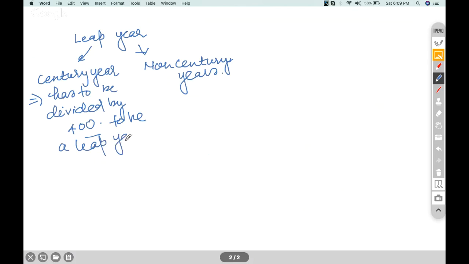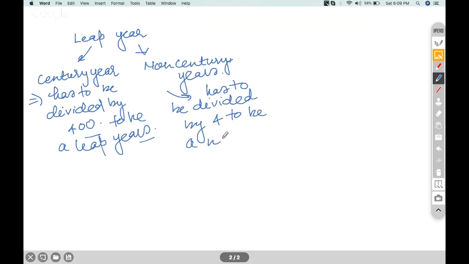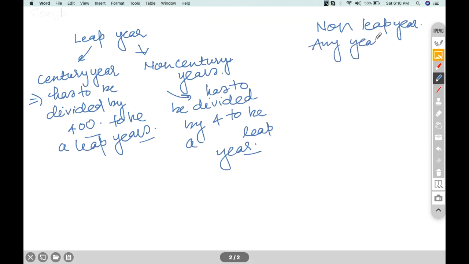Keep on writing these things, those who did not understand. And a non-century year has to be divisible by 4 to be a leap year. Then a non-leap year: any year which is not divisible by 4 is a non-leap year.